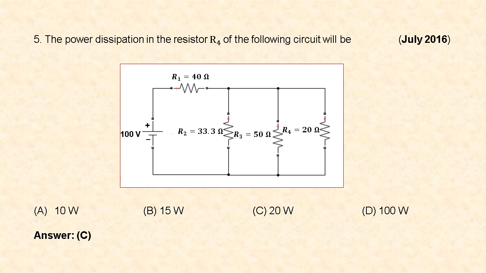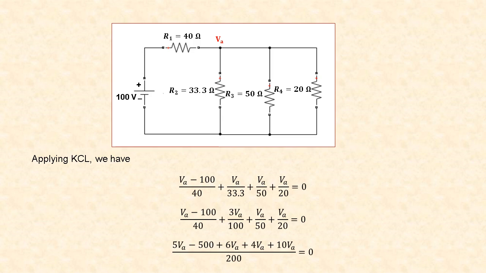The resistors R2, R3 and R4 are in parallel. Now the options are 10 watt, 15 watt, 20 watt and 100 watt. So the correct answer is 20 watt. Since resistors R2, R3 and R4 are in parallel, they have same voltage. Let that voltage be VA.